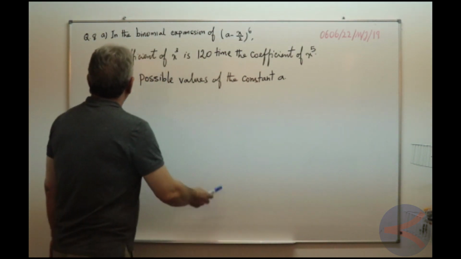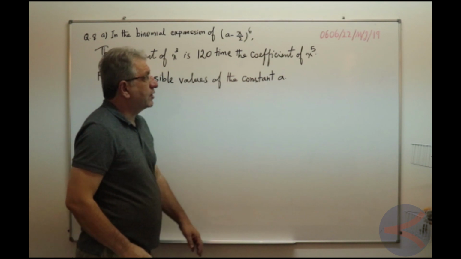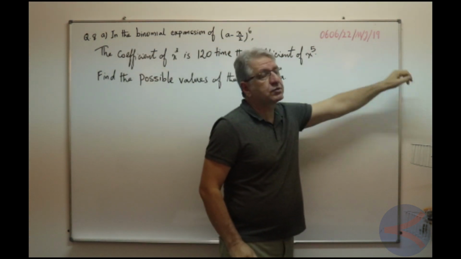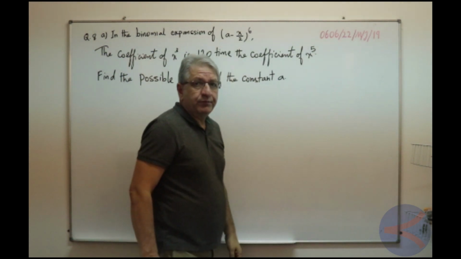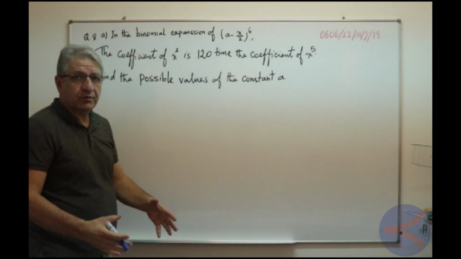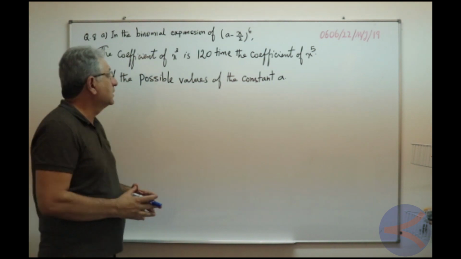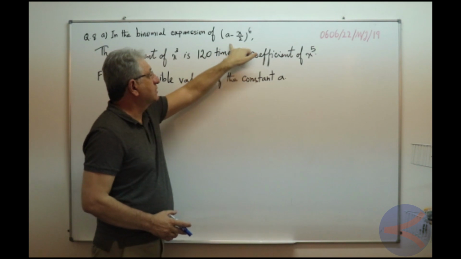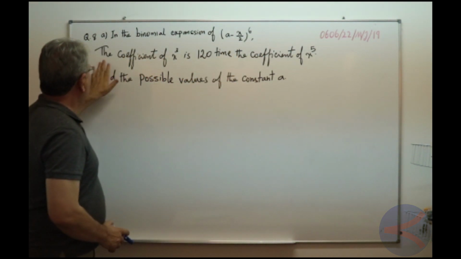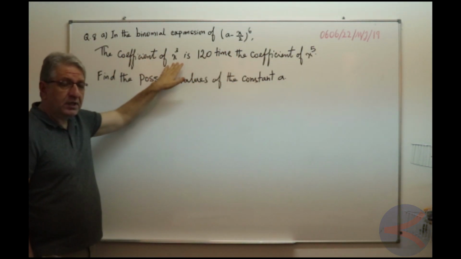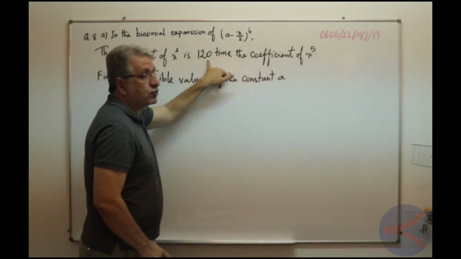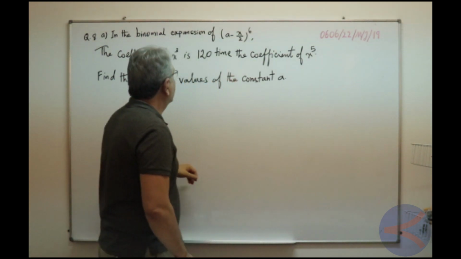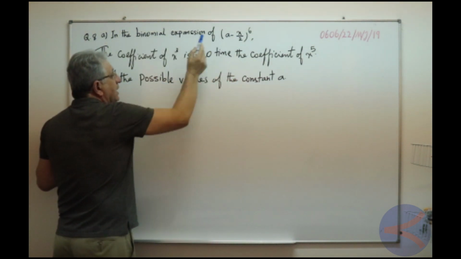The question is question number 8 from paper 0606/22, May-June 2019. Let us see what the question is asking. They have given a binomial expansion of this format. The coefficient of x to the power of 3 is 120 times the coefficient of x to the power of 5. Now they are asking us to find the value of a.